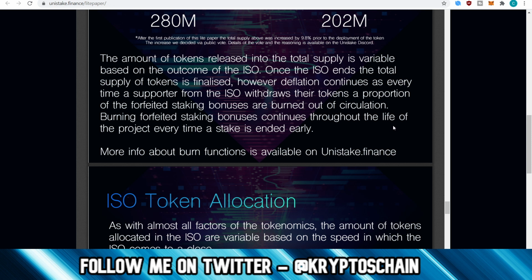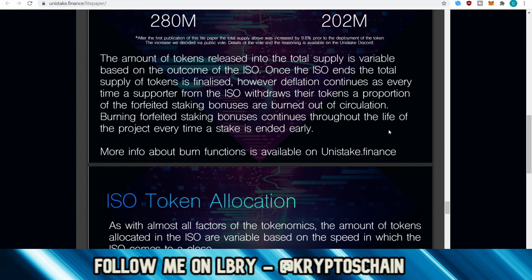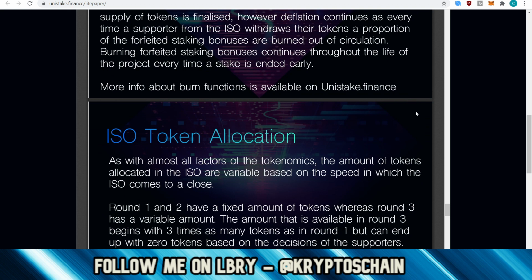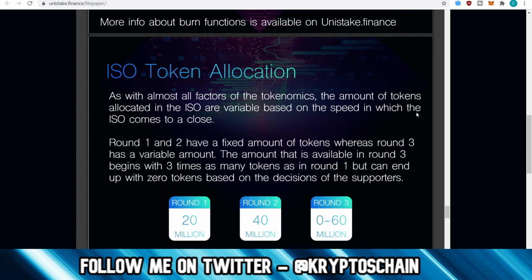Now, the amount of tokens released into the total supply is variable based on the outcome of the ISO. Once the ISO ends, the total supply of tokens is finalized. However, deflation continues as every time a supporter from the ISO withdraws their tokens, a proportion of the forfeited staking bonuses are burnt out of circulation. Burning forfeited staking bonuses continues throughout the life of the project every time a stake is ended early.